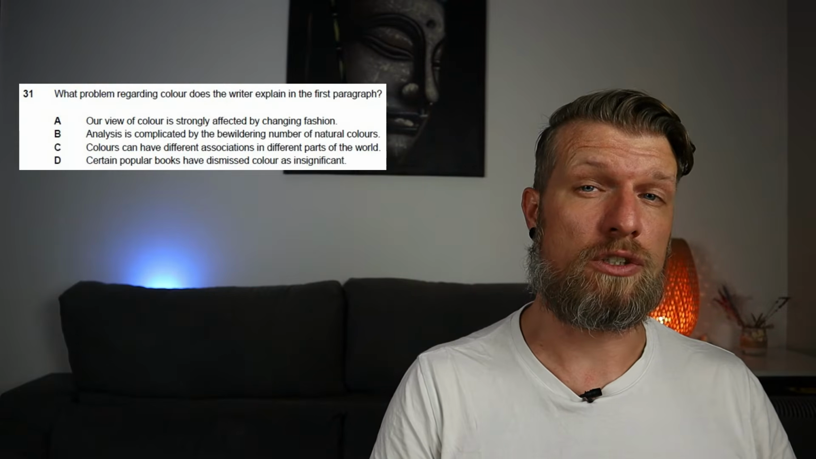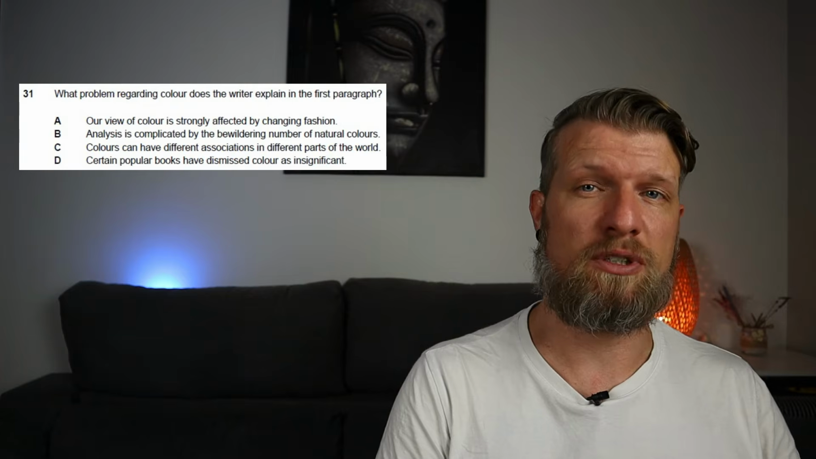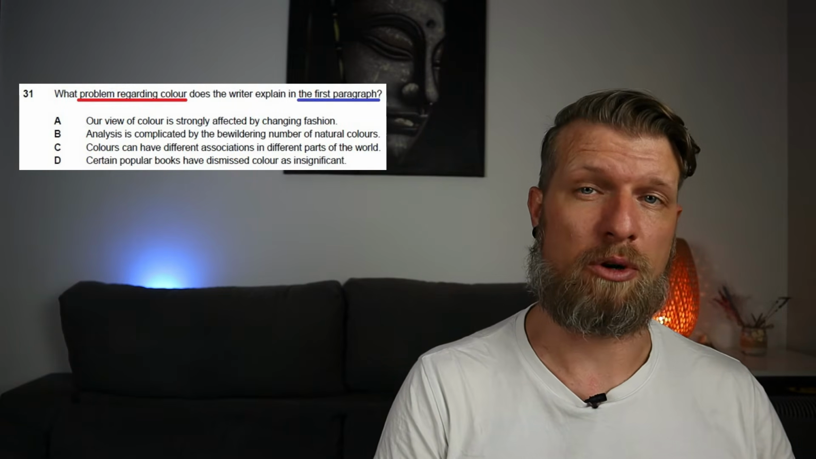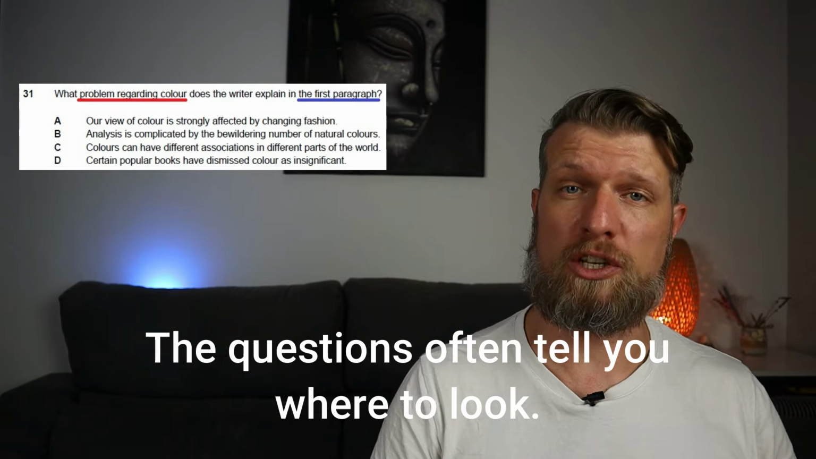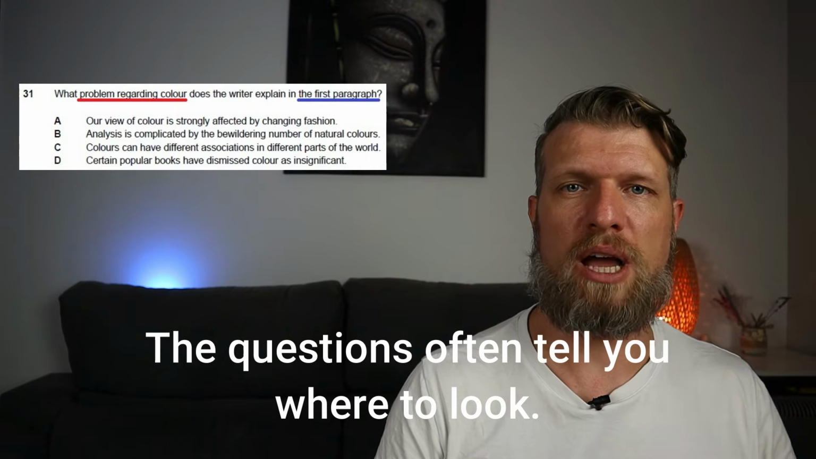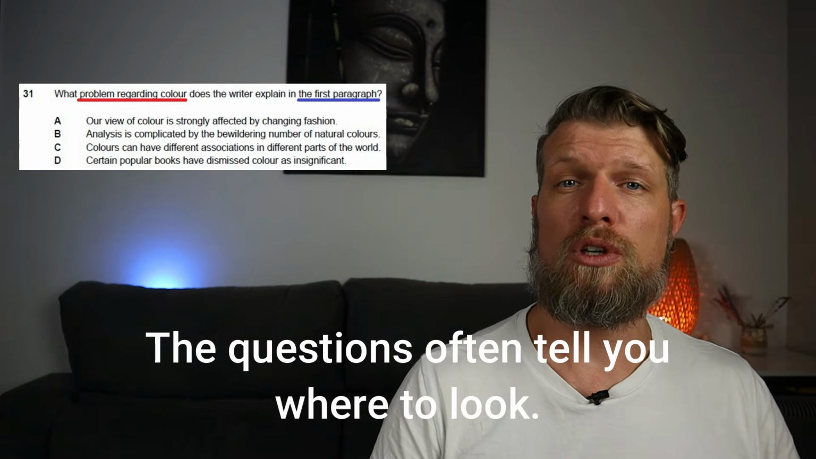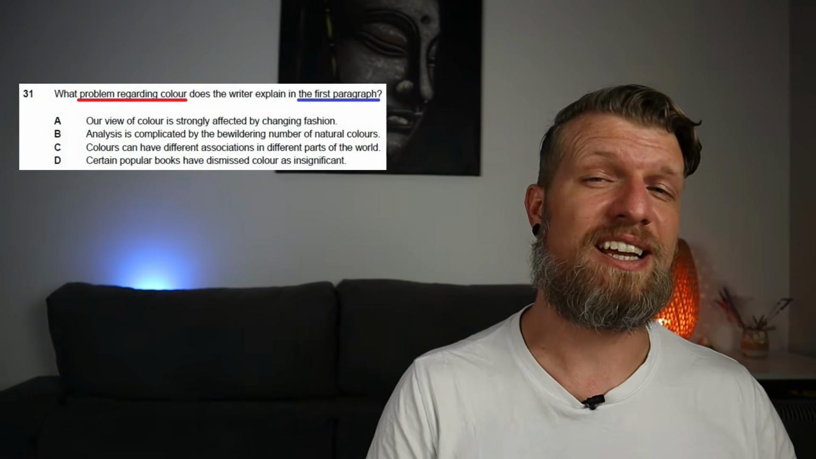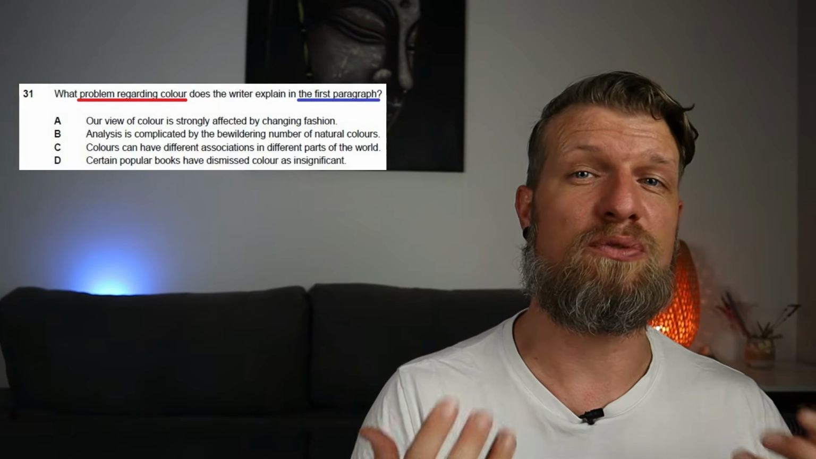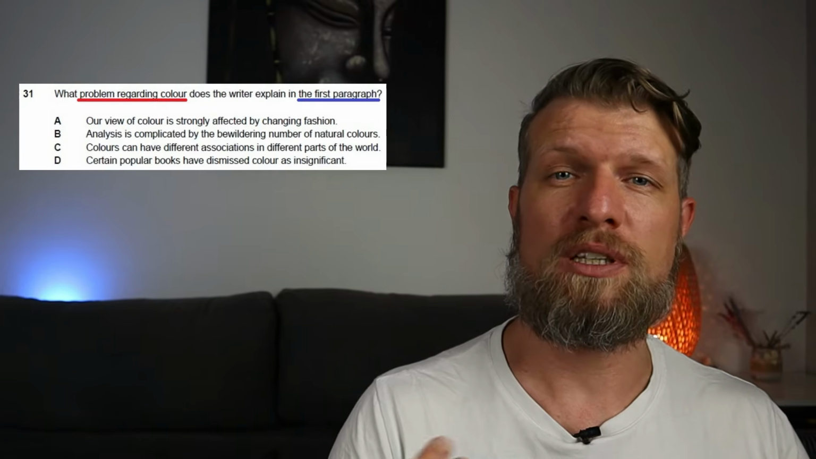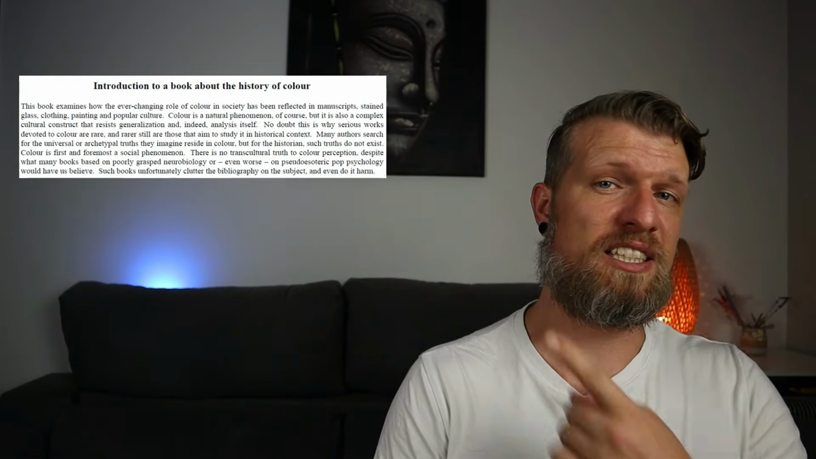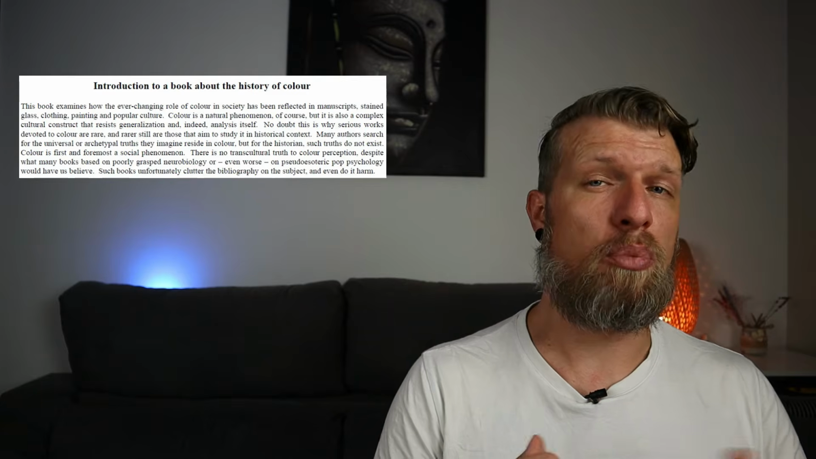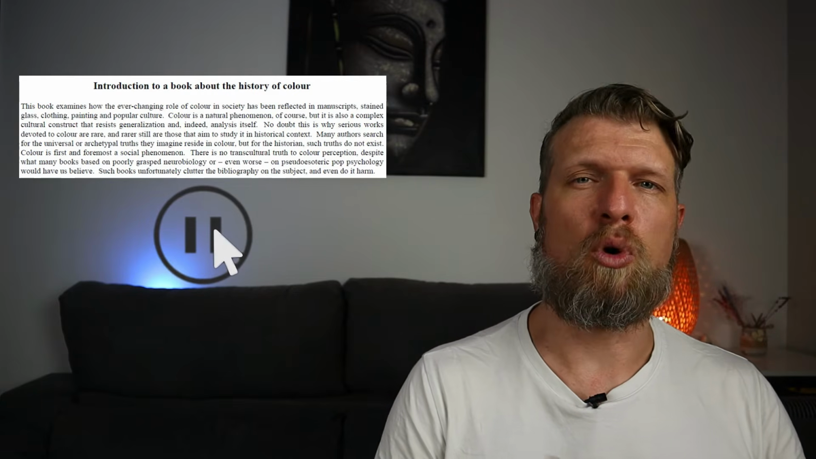In the first question, there are 2 valuable pieces of information: the problem regarding color and the first paragraph. The questions often tell you where to look. In this case, the first paragraph, so you know where you have to check for the necessary information. Now we can test our comprehension skills and see if we can find the problem the writer is talking about. Look at this paragraph and try to answer the question in your own words. You can pause the video if you want and take a moment to do that.